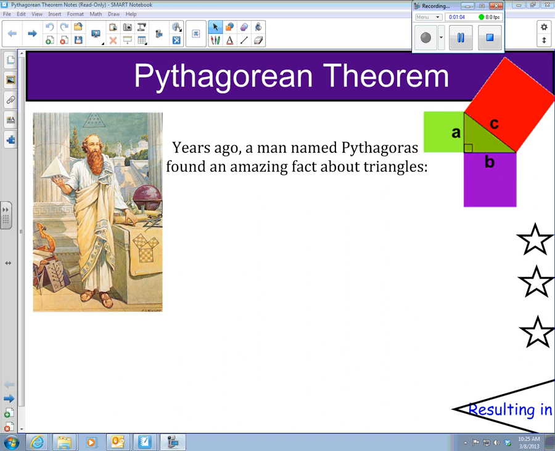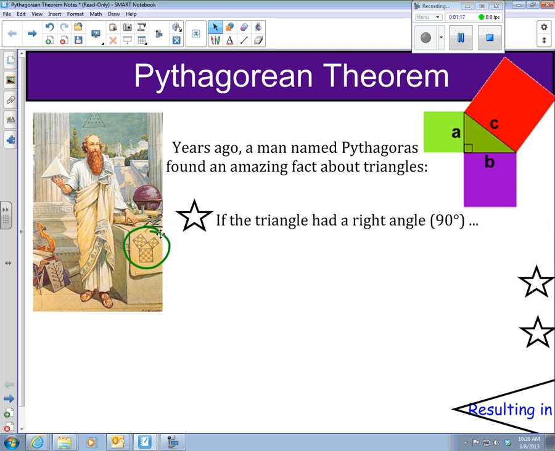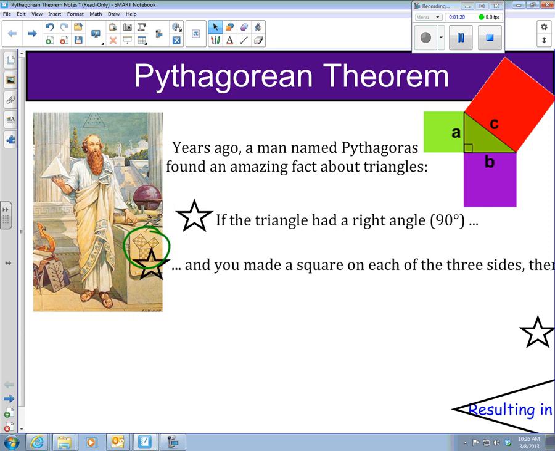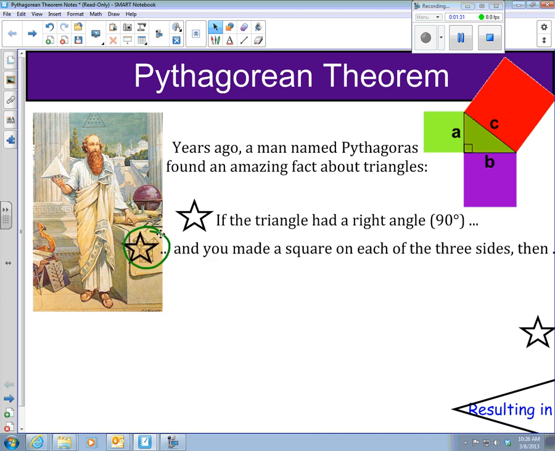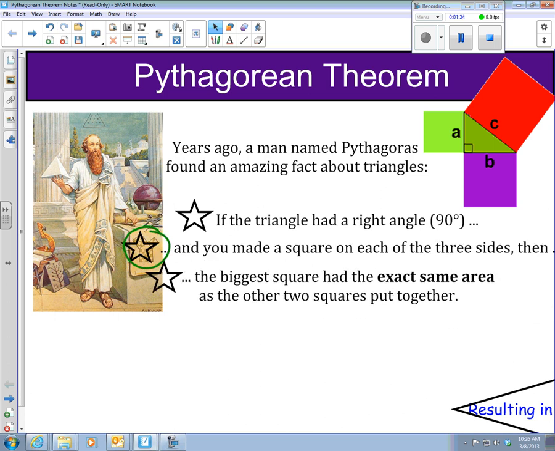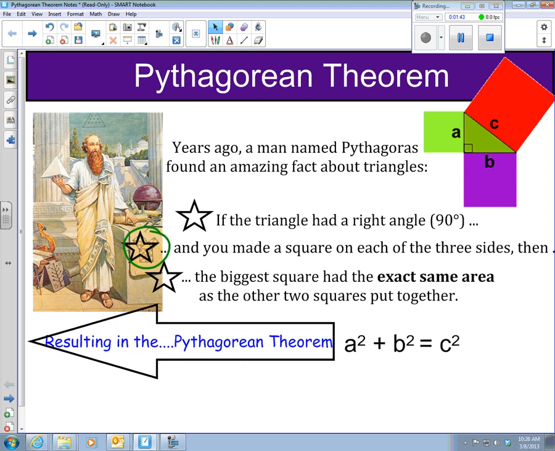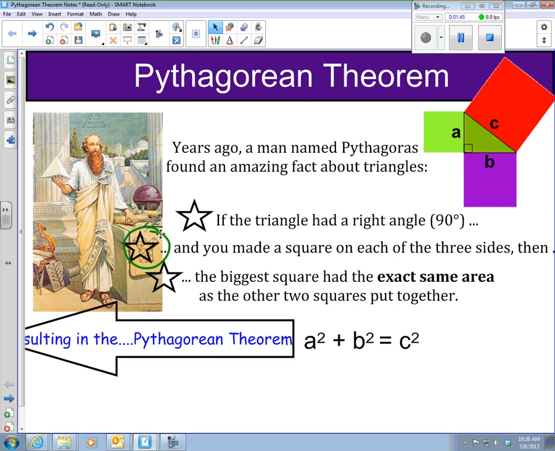And what he did was this. If you look at this little picture here, he took a right triangle. It has to be a right triangle, okay, with a 90-degree angle. And he saw that if you square each side of a right triangle, the biggest square is exactly the same area as the other two squares put together, or added together. And that resulted in the Pythagorean theorem of a squared plus b squared equals c squared.